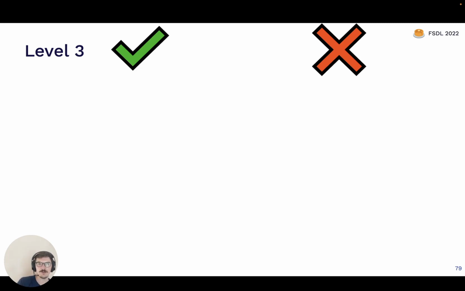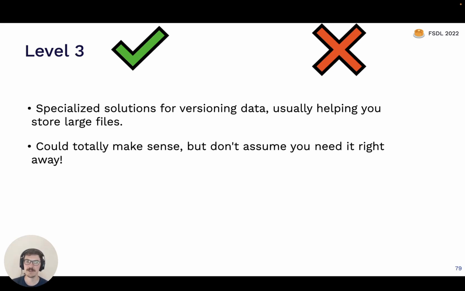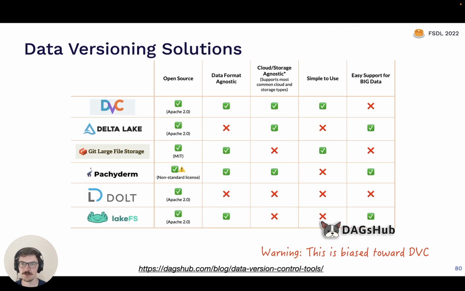You do not definitely need to go to level 3, which would be using a specialized solution for versioning data. This usually helps you store large files directly. It could totally make sense, but just don't assume that you need it right away. If you can get away with just git LFS, that would be the FSDL recommendation. If it's starting to break, then the leading solution for level 3 versioning is DVC. There's a table comparing the different versioning solutions like Pachyderm, but this table is biased towards DVC because it's by a company that makes a GitHub for DVC called DAGsHub.